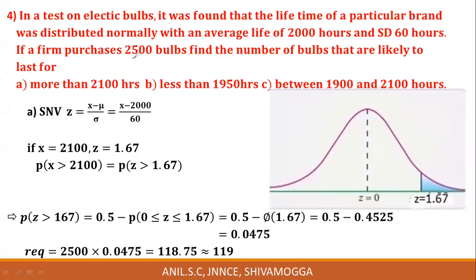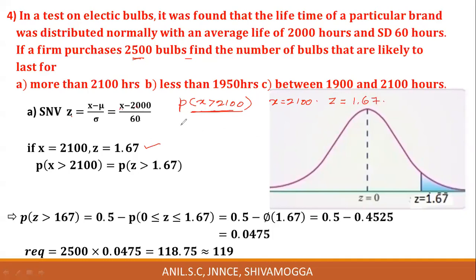If a firm purchases 2500 bulbs, find the number of bulbs that are likely to last for more than 2100 hours. That means in the first case, P where x is greater than 2100 is required. This is to be determined now. If x is equal to 2100, what will be the corresponding value of Z? Z is equal to 2100 minus 2000, that is 100, divided by 60, which is equal to 1.67.